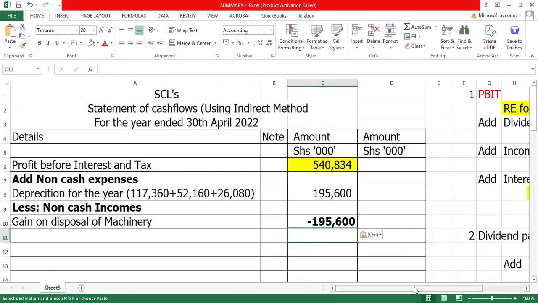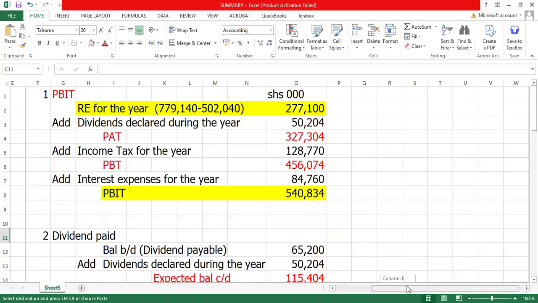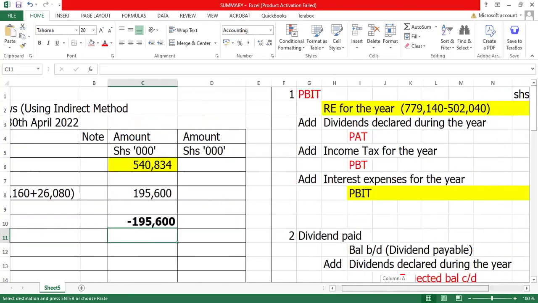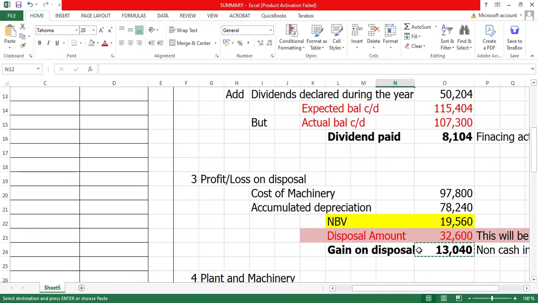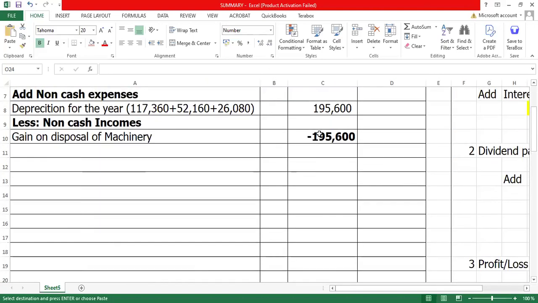Have I picked the right figure? That was our gain on disposal. It looks like 13,040. But let me hope you have understood it.